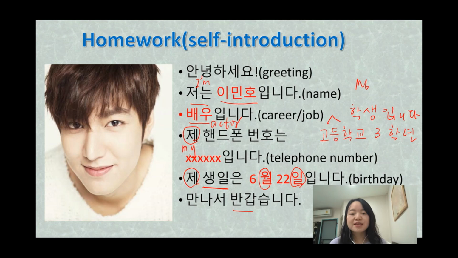Okay, one more time. 안녕하세요. 저는 이민호입니다. 배우입니다. 제 핸드폰 번호는 입니다. Because I don't know. Then 제 생일은 6월 22일입니다. 만나서 반갑습니다.